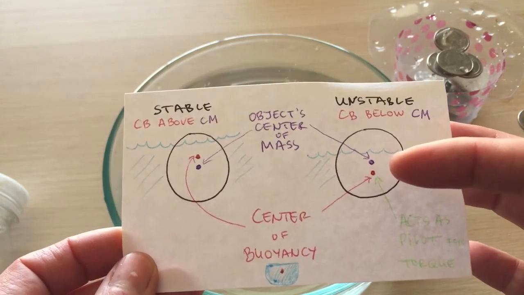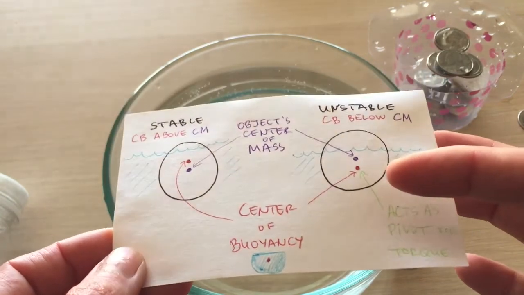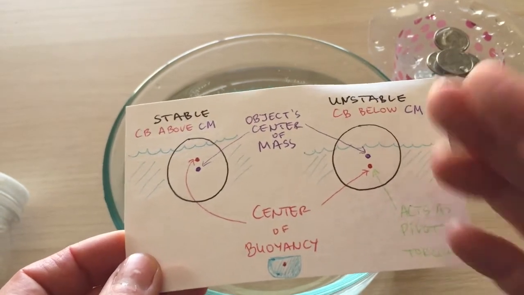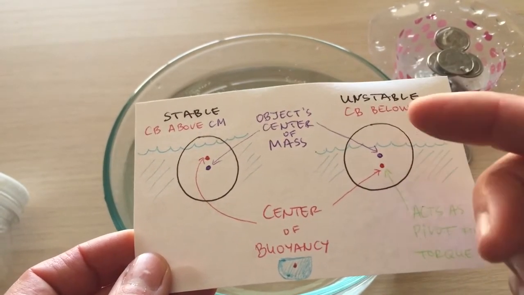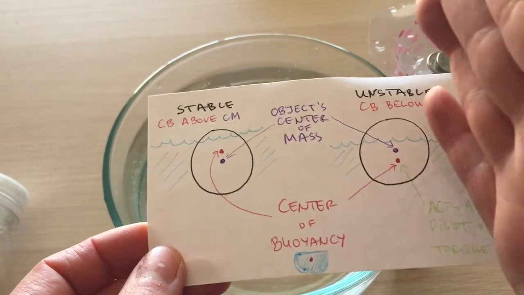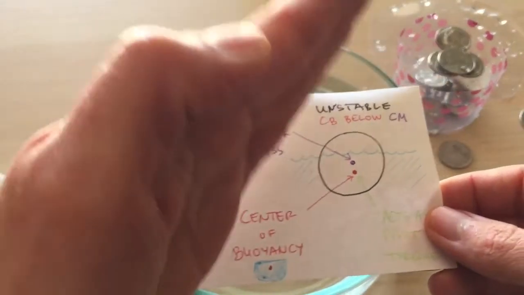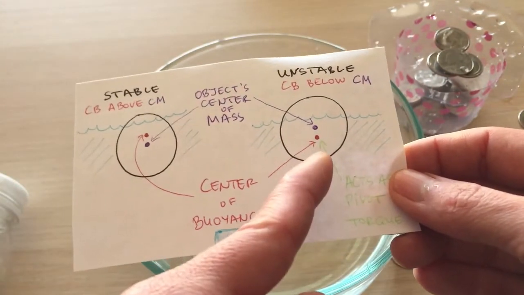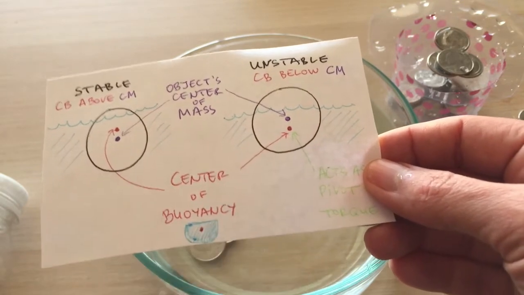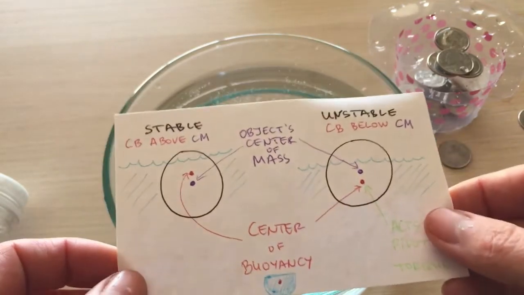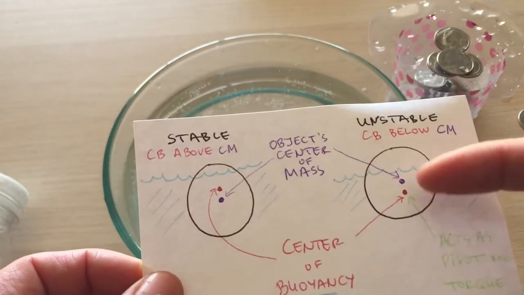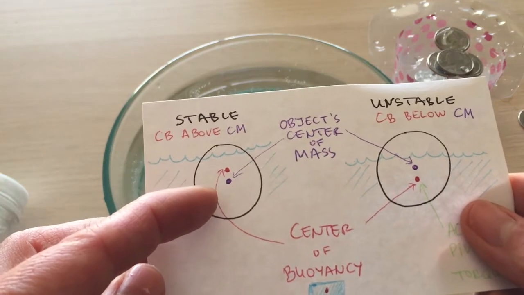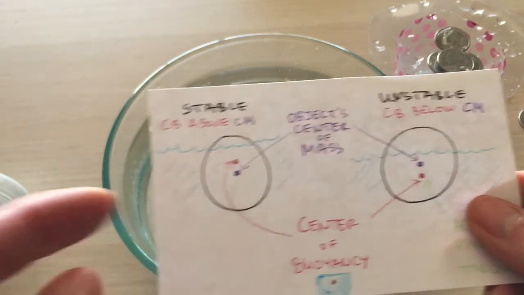But if the center of buoyancy happens to be below the center of mass of the object, effectively acting as a pivot for rotation, for torque, and if the axis between the center of mass and the center of buoyancy gets tilted a little bit, the object would experience a torque around the center of buoyancy, where the force is applied at the center of mass. So this is an unstable situation. That condition needs to be met, the center of buoyancy being above the center of mass, for an object to float stably.